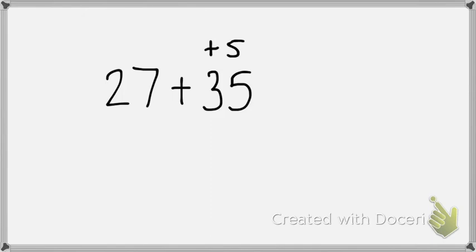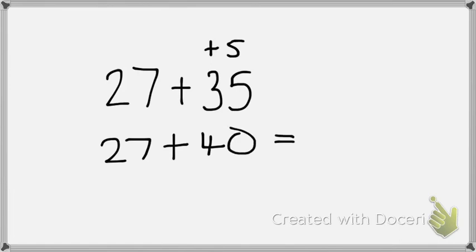Alright, that should be enough time. If not, just press pause again. So, if we've plussed 5, it's now going to look like 27 plus 40. And the answer to that is 67.